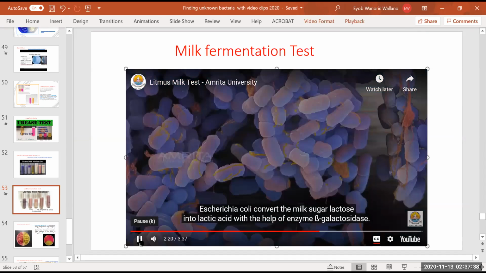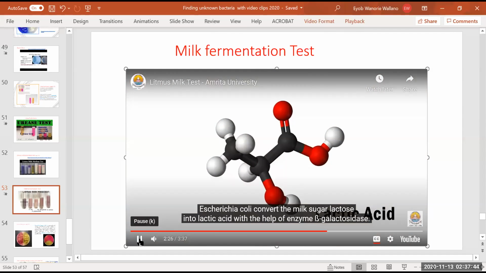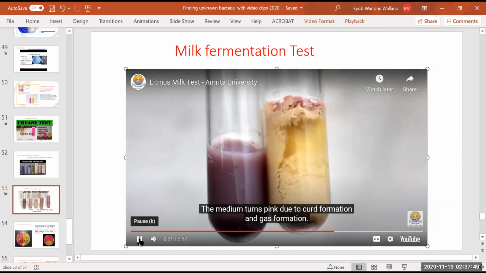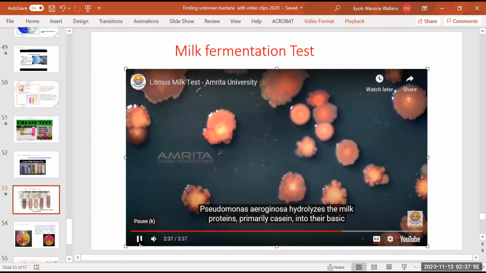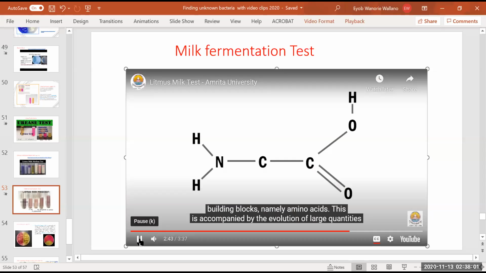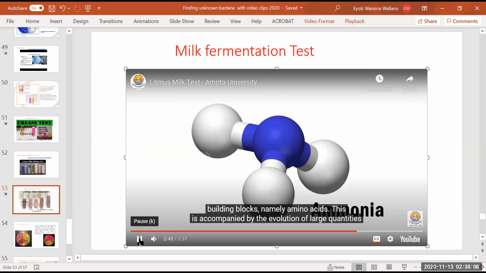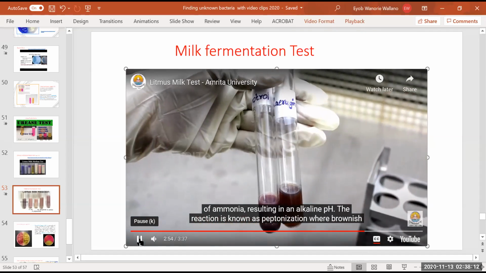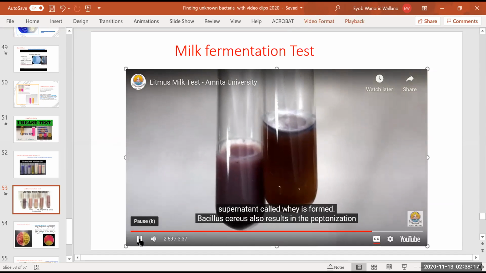Result: Escherichia coli convert the milk sugar lactose into lactic acid with the help of the enzyme beta-galactosidase. The medium turns pink due to curd formation and gas formation. Pseudomonas aeruginosa hydrolyze the milk proteins, primarily casein, into their basic building blocks, namely amino acids. This is accompanied by the evolution of large quantities of ammonia, resulting in an alkaline pH. The reaction is known as peptonization, where a brownish supernatant called whey is formed.